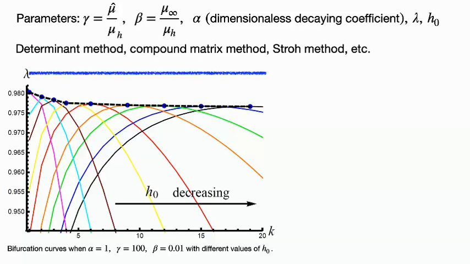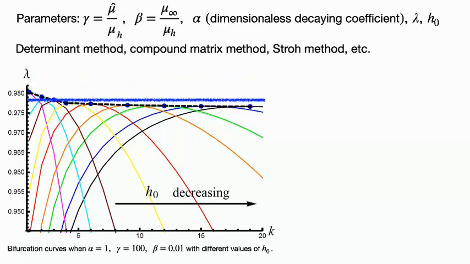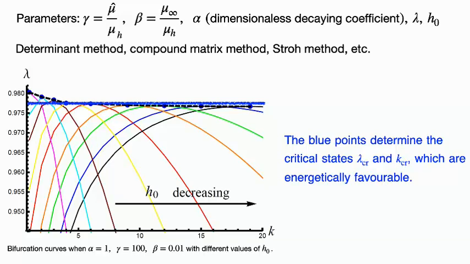Suppose that this is lambda equals 1. At this value, there's no deformation. You load from this value, and then compress it. So we know that the blue points actually give you the maximum points of each curve. It means that when the loading curve intersects with the bifurcation curve, we will observe a bifurcation state. So the blue points determine the critical states. We call it the lambda critical and the k critical. And because they have the maximum stretch or the minimum compression, they are analytically favorable. And from now on, we will only focus on the critical state.